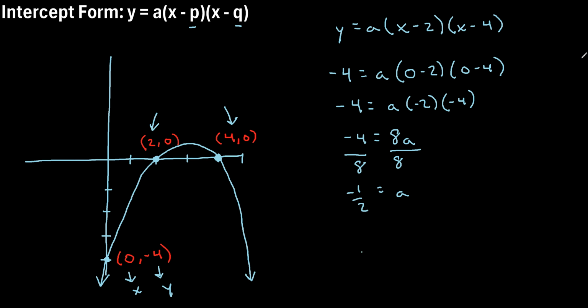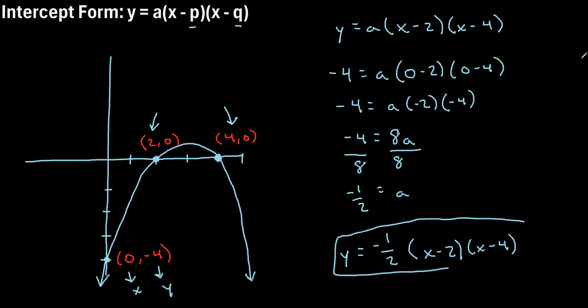So we can write our final equation as y is equal to, we just solved for a, we saw that was -1/2, times x minus 2 times x minus 4. And that is our final answer. That is how we can write this parabola shown in the graph here in intercept form.